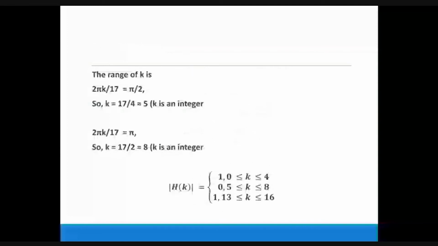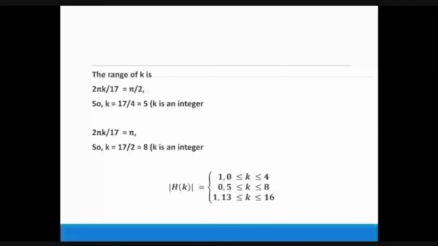After writing this, now you have to find the range of k. So 2 pi k by 17 is equal to pi by 2, that I told you, so you are getting k is equal to 17 by 4. Approximately we can write 5, because we have to represent the value of k in integer form. 17 by 4 is 4 point something, 4.25 exactly. But we have to represent this in the form of an integer value, so we are writing this as 5. Then 2 pi k by 17 is equal to pi, so you are getting k is equal to 17 by 2, which we write as equivalent to 8.